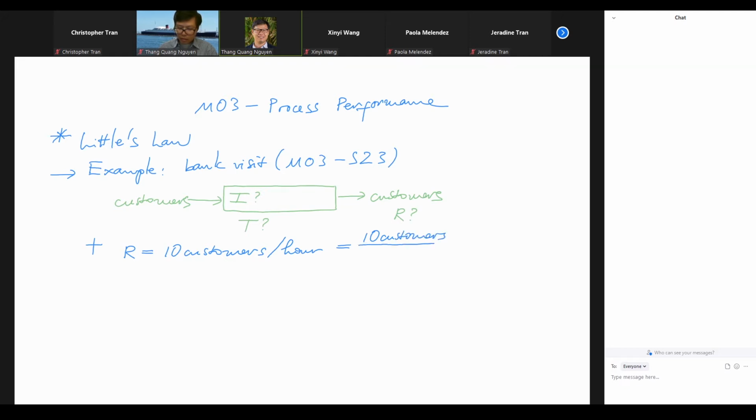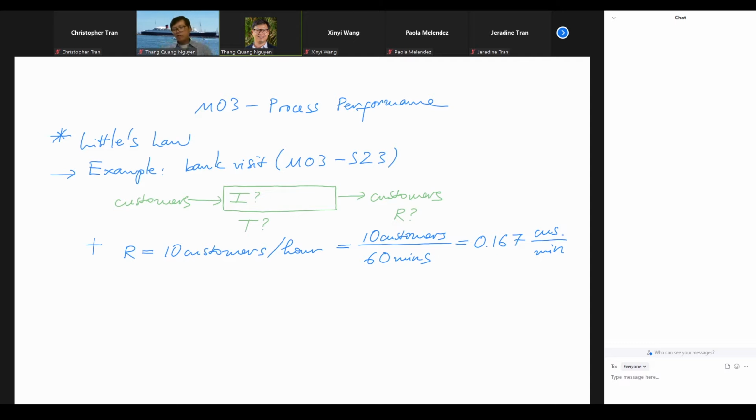divided by 60 minutes. So just an easy calculation here, 10 divided by 6 is going to be 0.166666 to infinity. So we have to round it to 0.167 to make it short. So customers per minute.